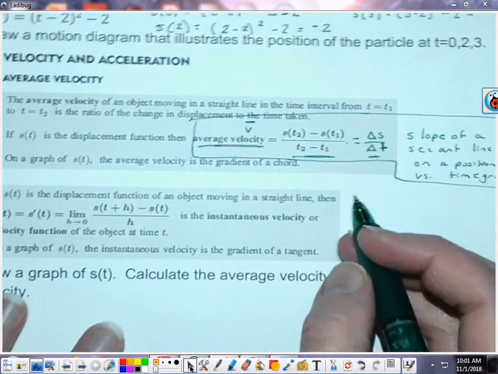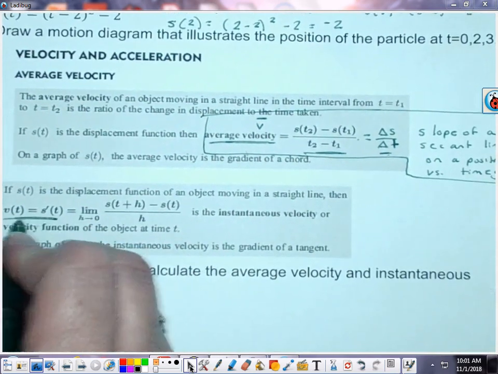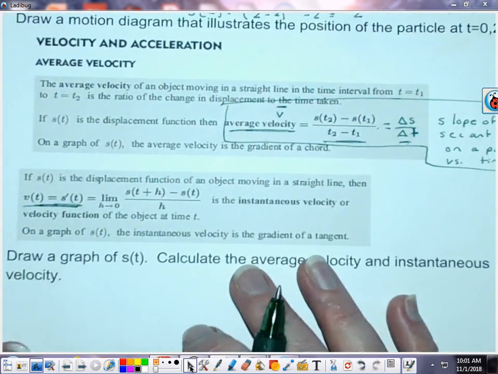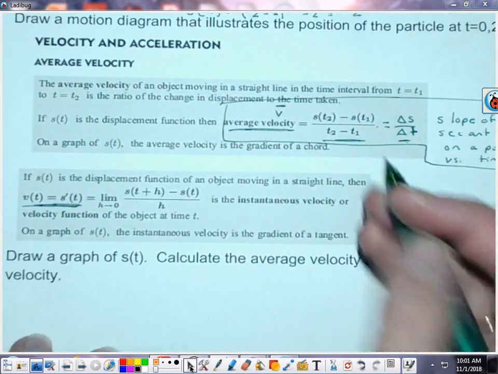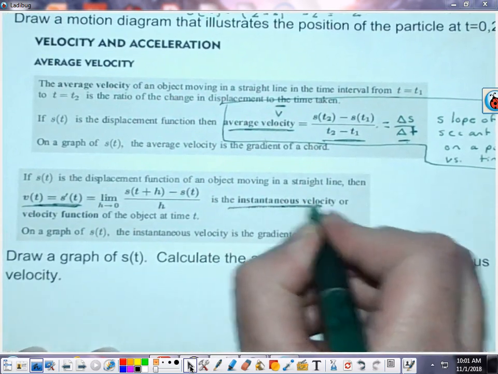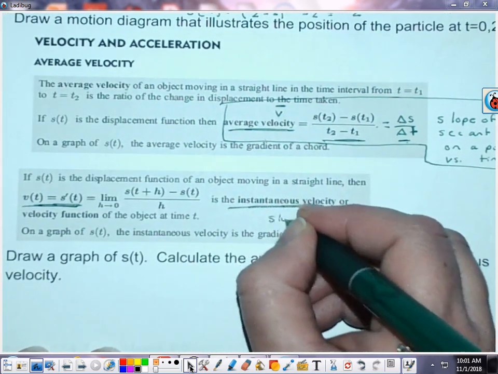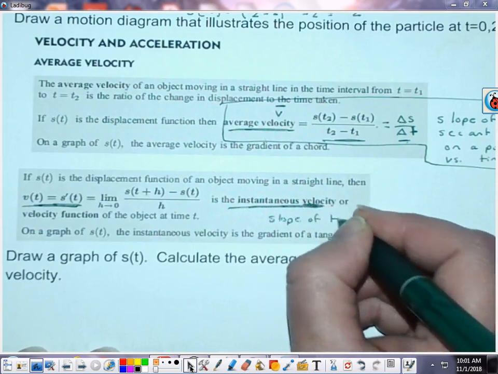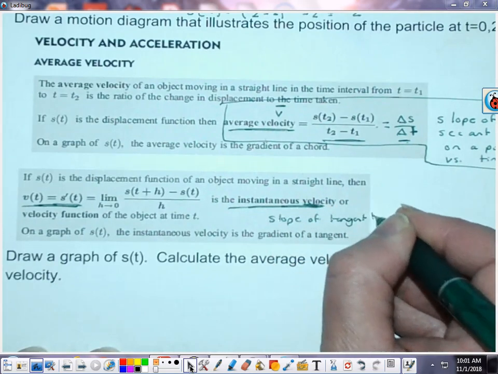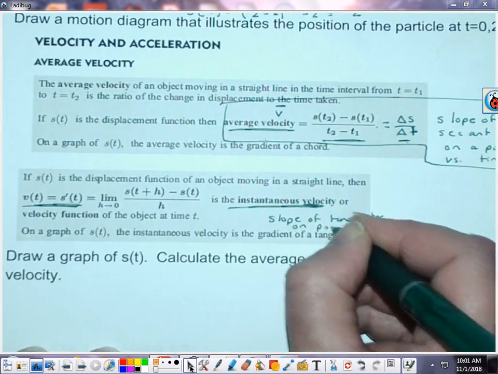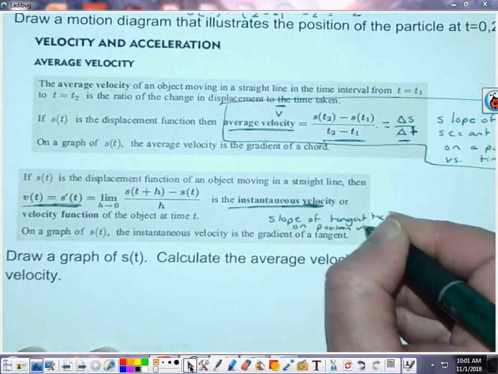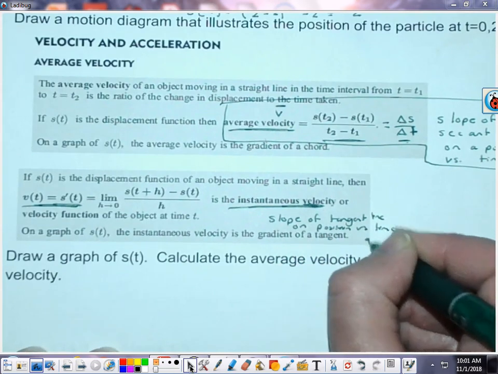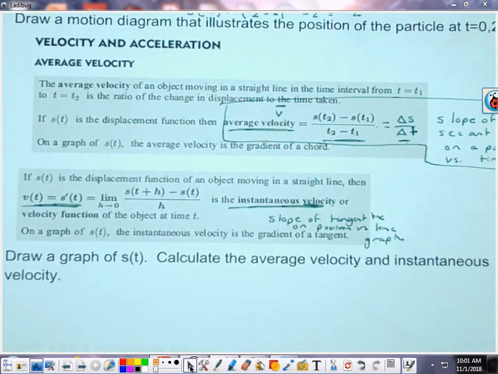Okay, and so the instantaneous velocity, you don't have to do it from first principles. It's just s prime of t, which is the instantaneous velocity, which is the slope of a tangent line on a position versus time graph. So instantaneous velocity is S prime. Correct.